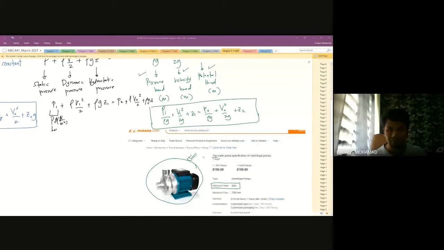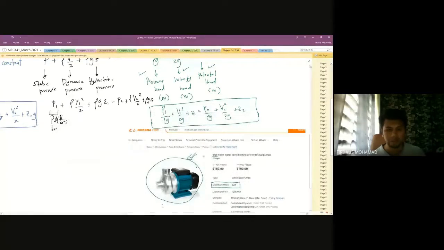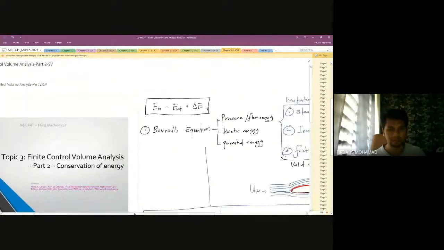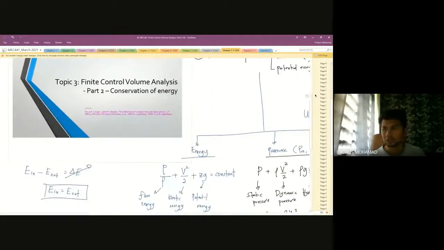Belum. Okay, so 10.40 lah. Okay, so tu pengenalan untuk Bernoulli equation. So now let's move to the slide.